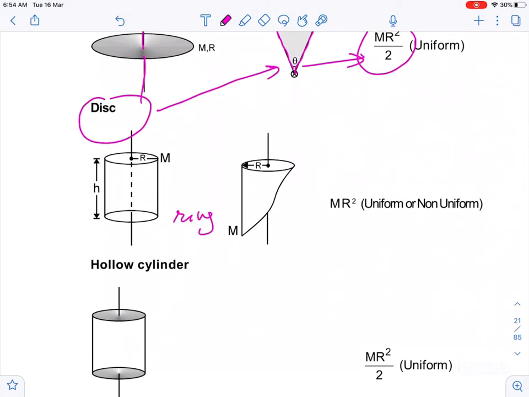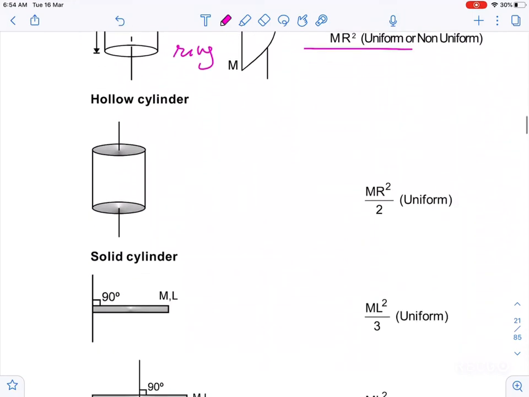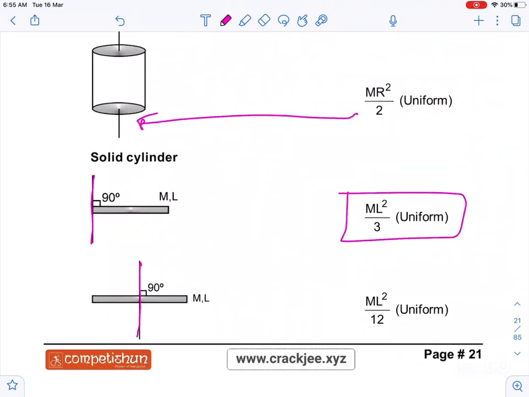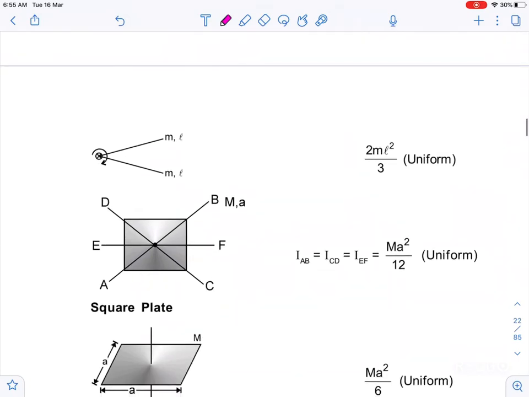A hollow cylinder is just like a ring, passing through the center of mass and perpendicular to the length, MR square. And a solid cylinder is MR square by 2. Now we have calculated the moment of inertia of a rod about one of its ends as ML square by 3, and about the center of mass it is ML square by 12.